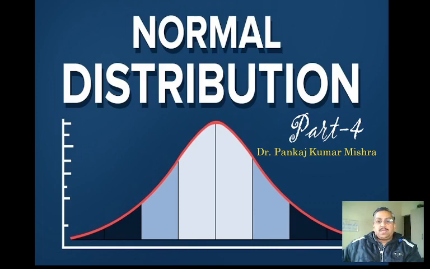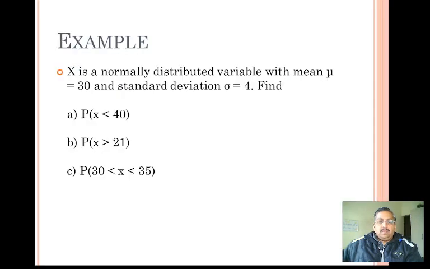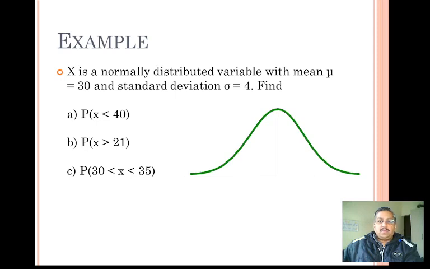So let us take this example. Here the question says that x is a normally distributed variable with the mean mu equals 30 and a standard deviation sigma equals 4. We need to find these three probabilities, right?